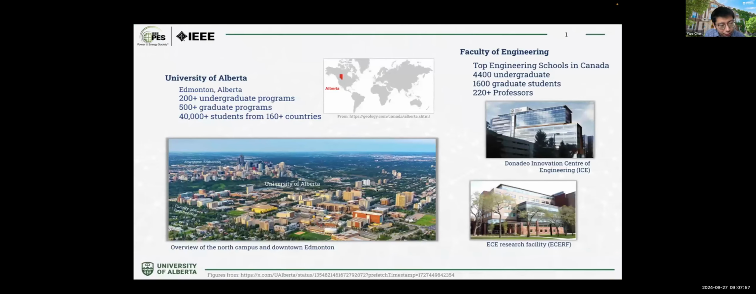Right, so here is just a very brief introduction about where we come from. We are coming from the ECE department of the University of Alberta. U of A is a top engineering school. We have one of the largest engineering departments in Canada, and we are located in Edmonton, which is also the capital city of the Alberta province.